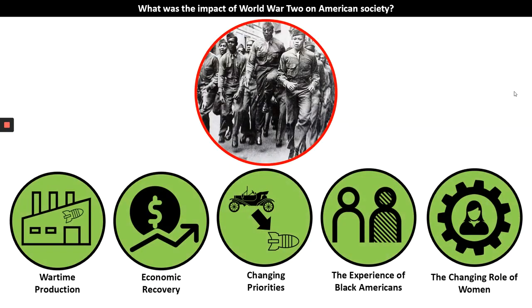So there we have it. We've talked about the impact of World War II. We talked about wartime production and how America used the Lend-Lease program to support its allies, but also to generate economic recovery. We've talked about the changing priorities of American businesses, leaving behind their old products in order to make things that are going to help America's war effort.